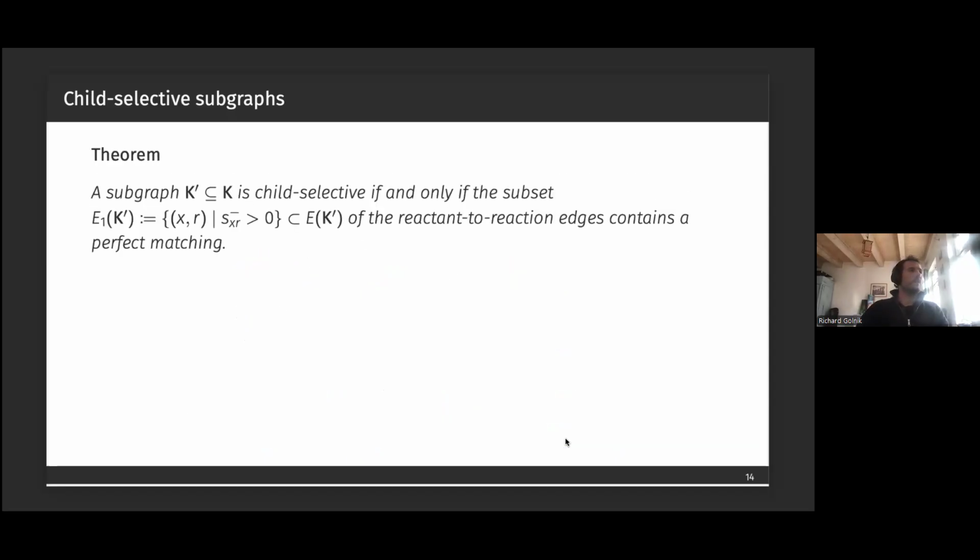And then we can find a nice graph characterization for child selectiveness: a subgraph is child selective if and only if the subset of the reactant to reaction edges contains a perfect matching. Here I've shown a graph which has two perfect matchings, the blue one and the green one. And it is indeed the case that there is a one-to-one correspondence between perfect matchings and child selections.